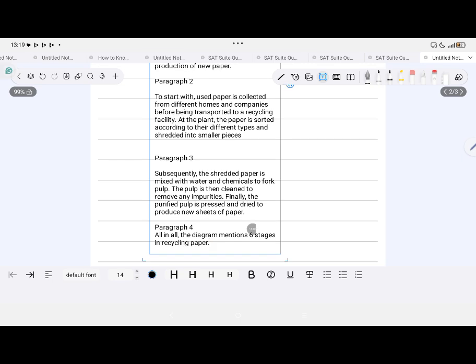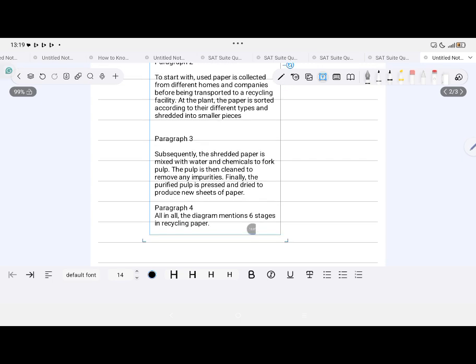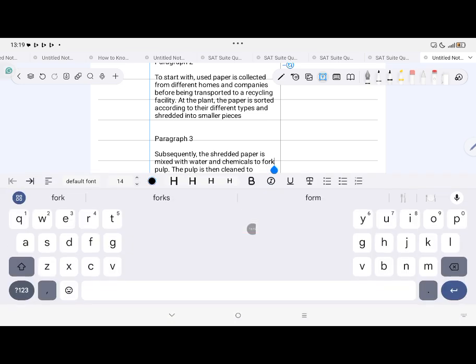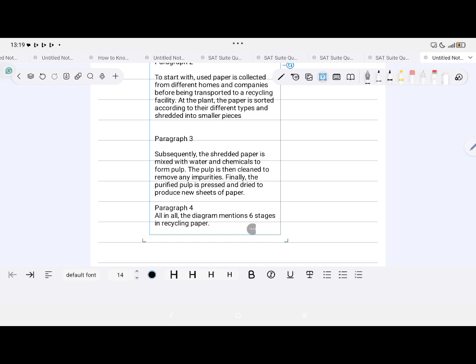Paragraph 3. Subsequently, the shredded paper is mixed with water and chemicals to form pulp. That's why it's good to read through your work so you notice any error you might have made. The pulp is then cleaned to remove any impurities. Finally, the purified pulp is pressed and dried to produce new sheets of paper. All in all, the diagram mentions six stages in recycling paper.